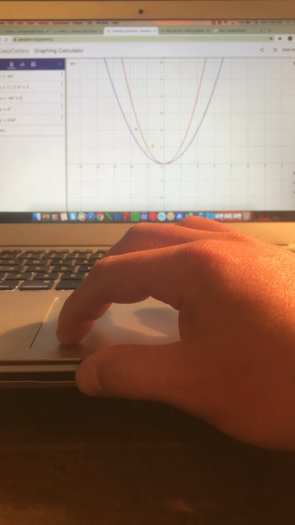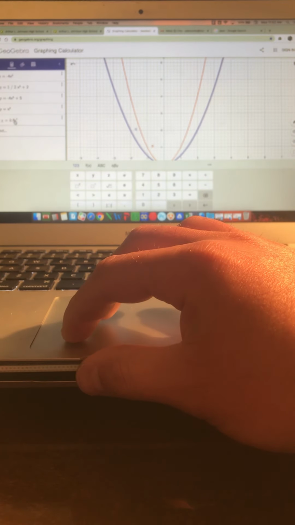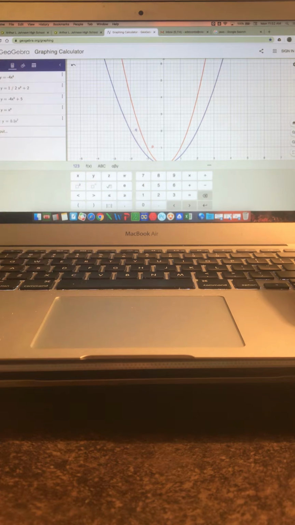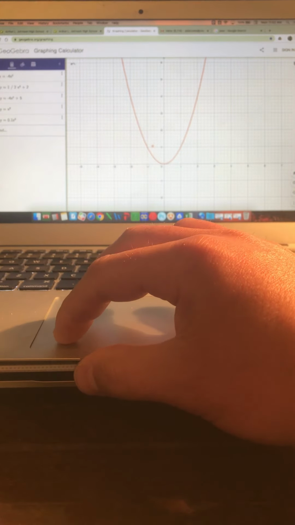Oh, Coach Dell, would you look at that? The smaller we make that number, the wider our graph is going to get. So, all right, that's 0.5, right? Maybe if I did 0.1, same thing, it's getting wider. Okay.